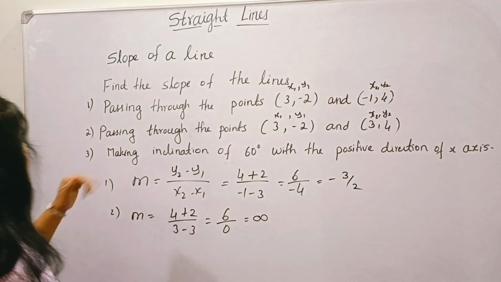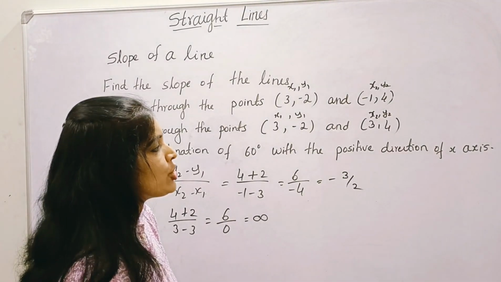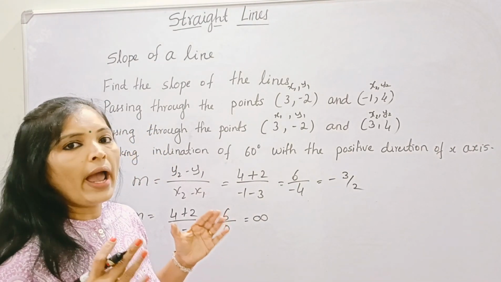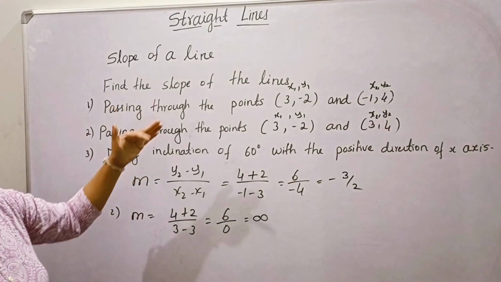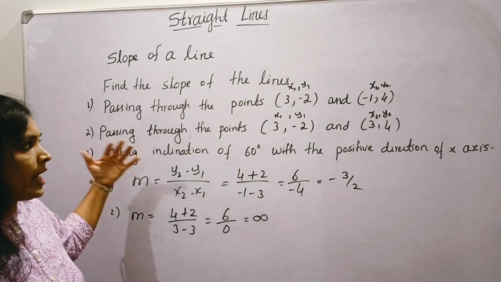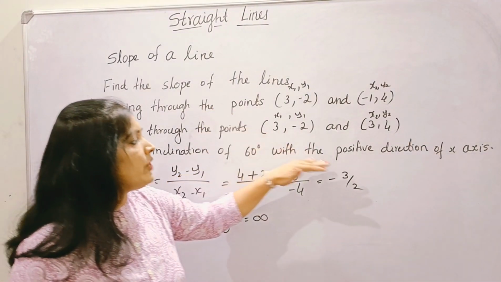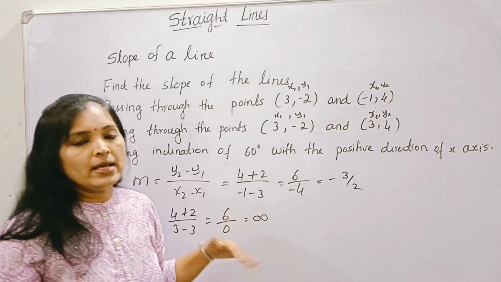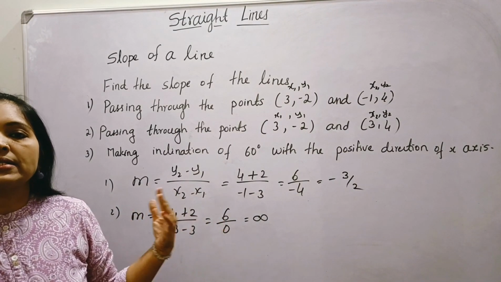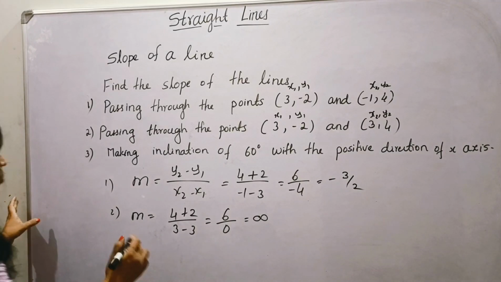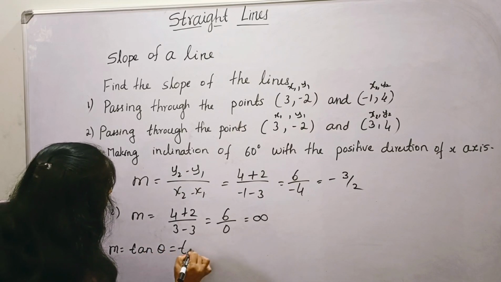Next question: a line making an inclination of 60 degrees with the positive direction of the x-axis. Here the angle made by the straight line is given. The straight line makes an inclination of 60 degrees with the positive direction of the x-axis. We know that if theta is the inclination of the line, then tan theta is the slope of that straight line. So here m is equal to tan theta, that is tan 60 degrees.